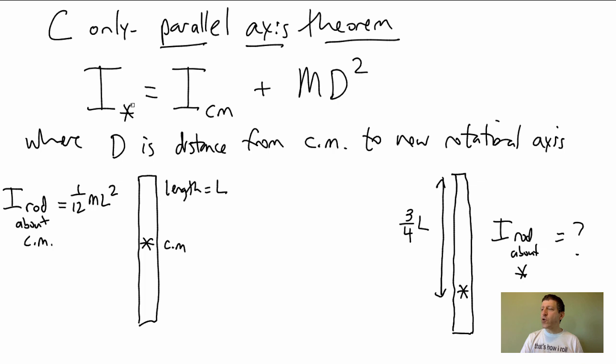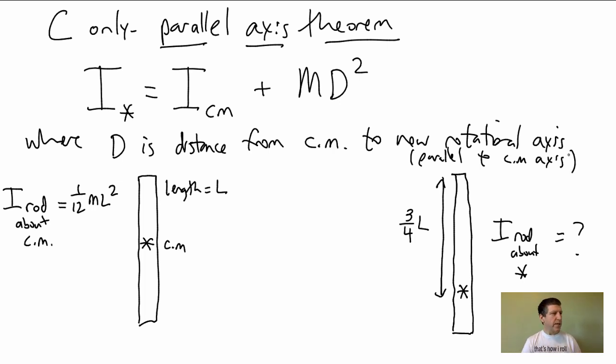The moment of inertia about some arbitrary axis which is parallel to the center of mass axis. It's got to be parallel to it. If it is, then all you got to do is take the moment of inertia about the center of mass and add to it the mass of the object times d squared, where d is the distance from the center of mass axis to our new rotational axis, which has got to be parallel to the CM axis. That's why it's called the parallel axis theorem.